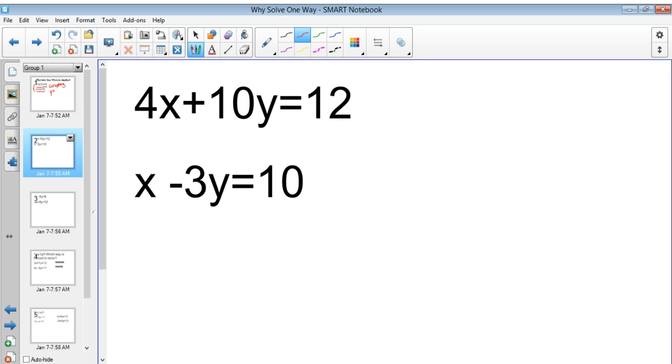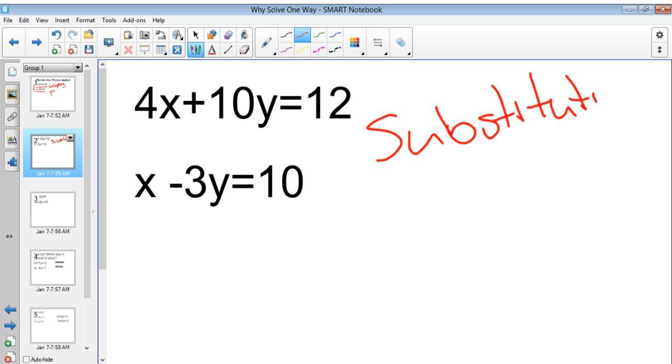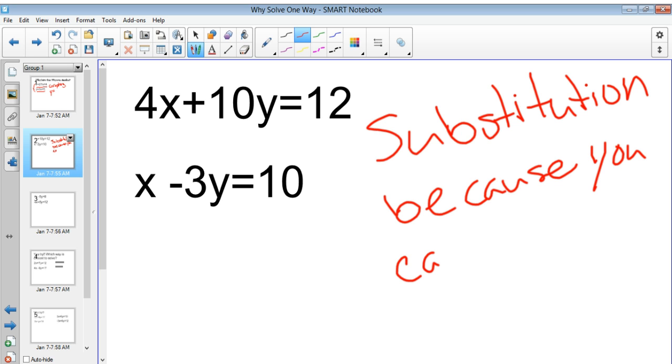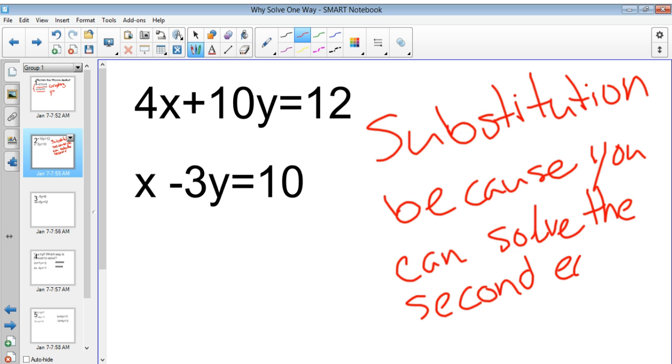In this one, there are two different ways you can use it. Your easiest way is going to be substitution. Substitution, if I spelled that correctly. You're going to be using substitution because you can easily solve, so this is what I would write: because you can easily solve the second equation for one variable. Okay? And we can do that.